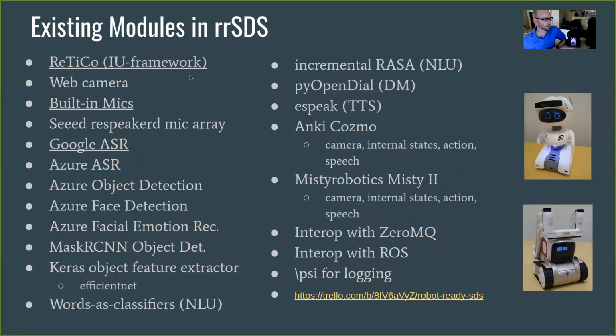So we build everything on top of that. Everything that we have here is a module inside of Retico. We have a web camera. This built-in mic and Google ASR are underlined because they already came with Retico.